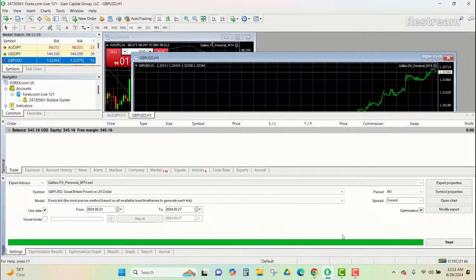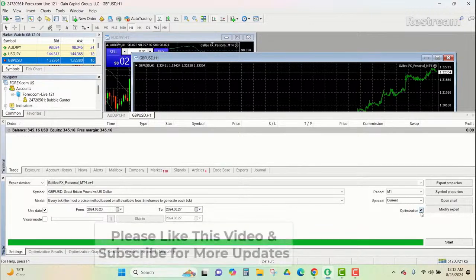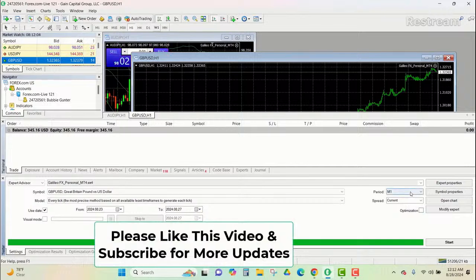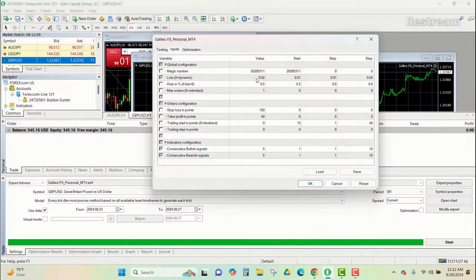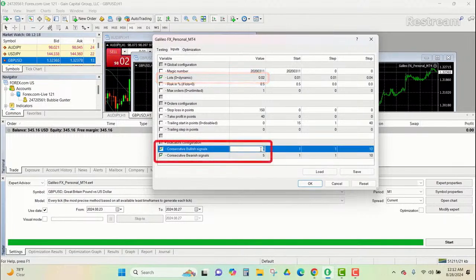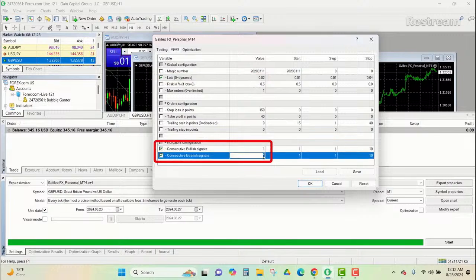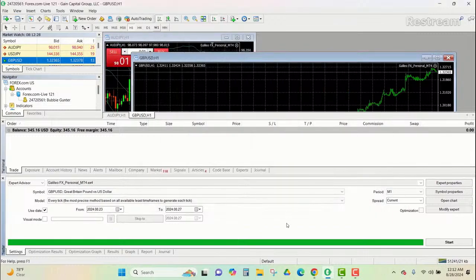Now, once you have your report, you're going to come over here to optimization. You're going to turn it off. You're going to put it on the 1 minute candles. You're going to go to expert properties next. And you're going to make sure that your lot size is at 0.02. You're going to come down here to bullish and bearish. You're going to look at your paper and you say, I need to change that to 1. And I need to change the bearish to 1. Click OK. Now, we're going to switch over here. Then we're going to press start and check our 1 minute candles. Once it squeaks, it's done.